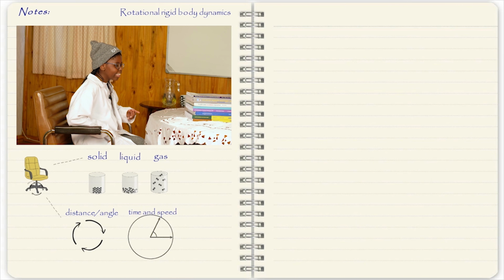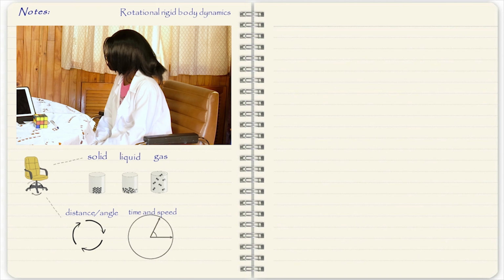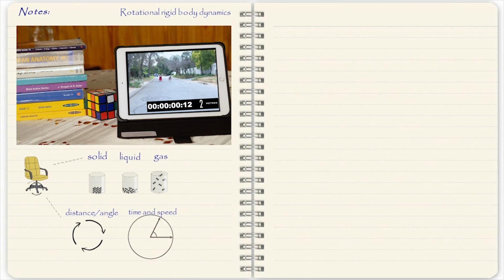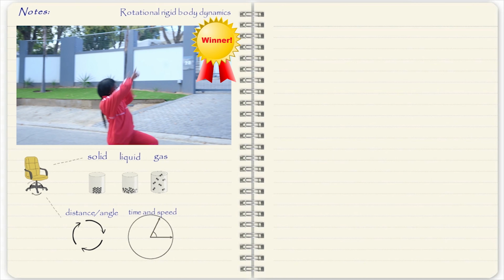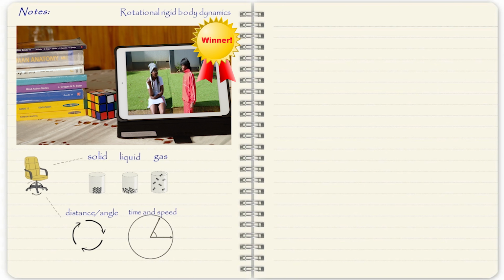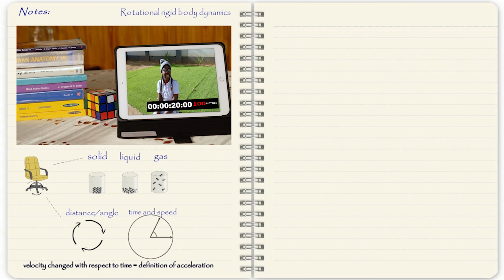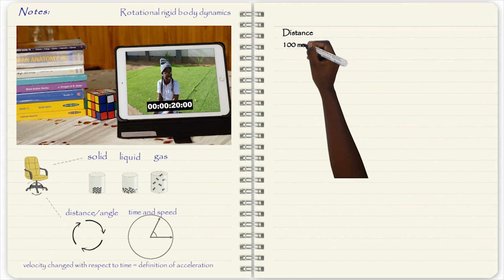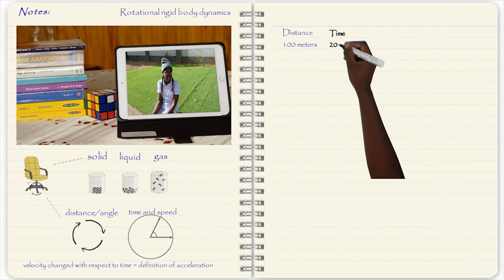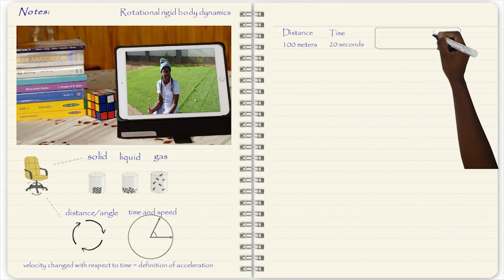Remember when we were at the field running? Yes, let's have a look. Why did I lose? You slowed down at the end, meaning your velocity changed with respect to time. And that's the definition of acceleration. What was my speed? It was a 100-meter race. You took 20 seconds, so your speed is 5 meters per second. Distance equals speed times time.